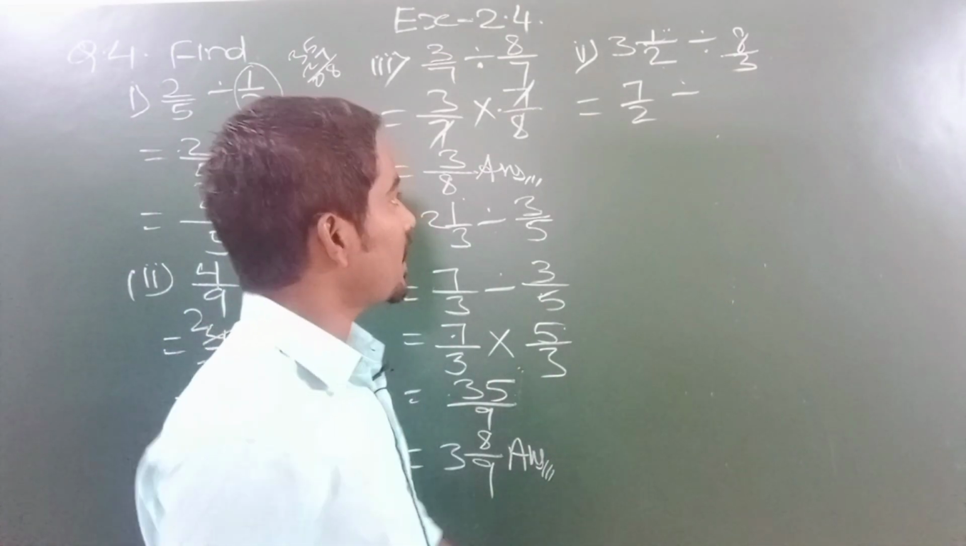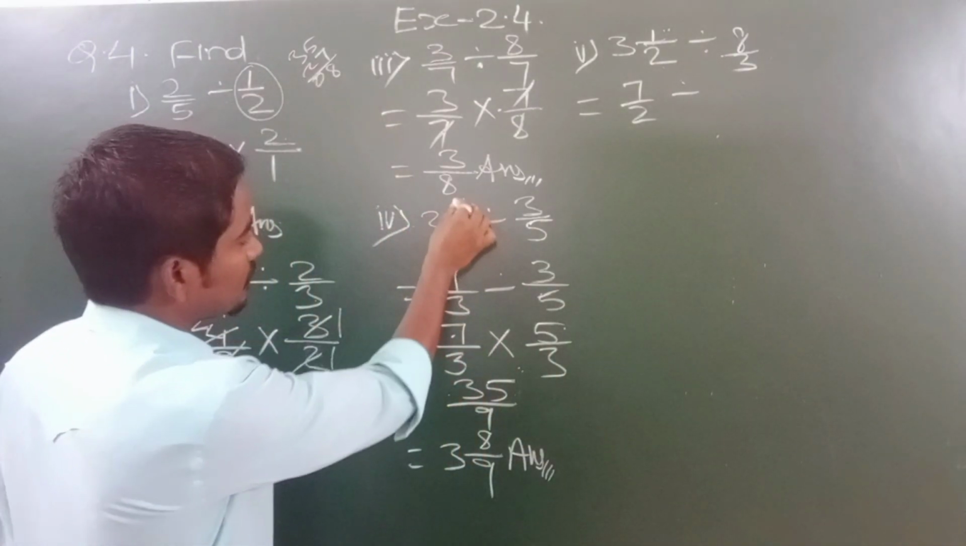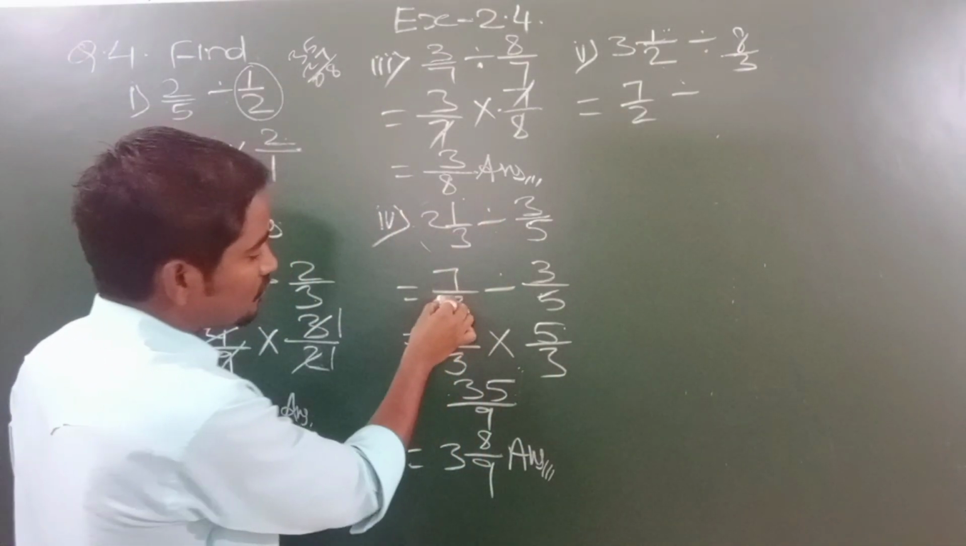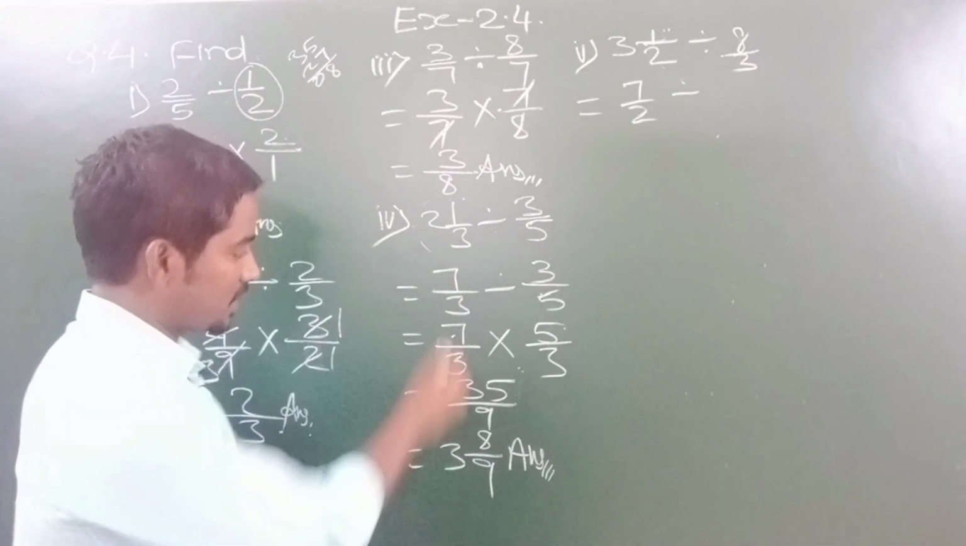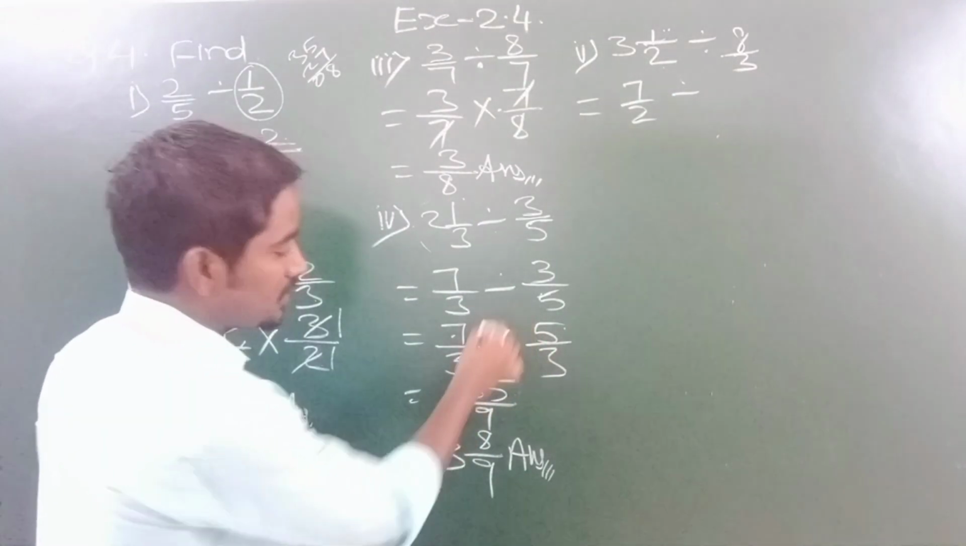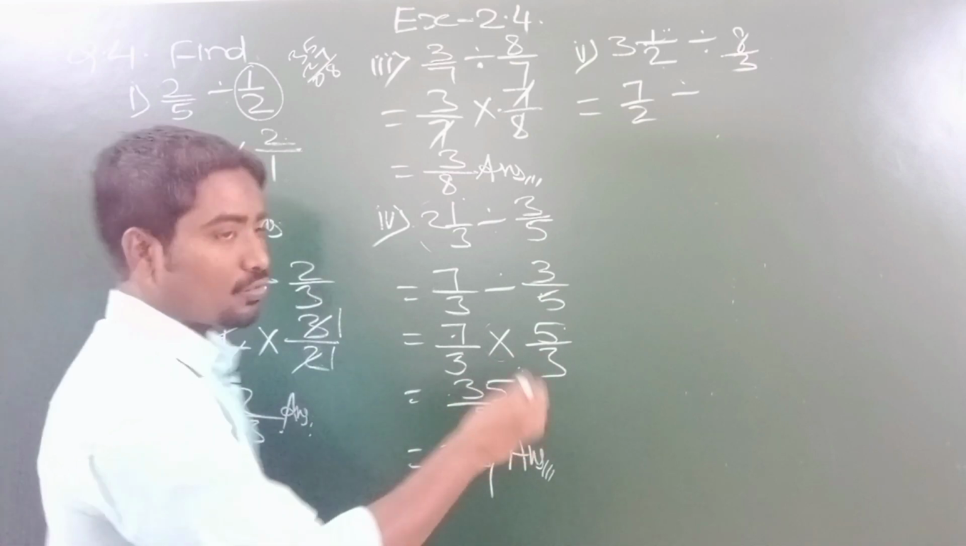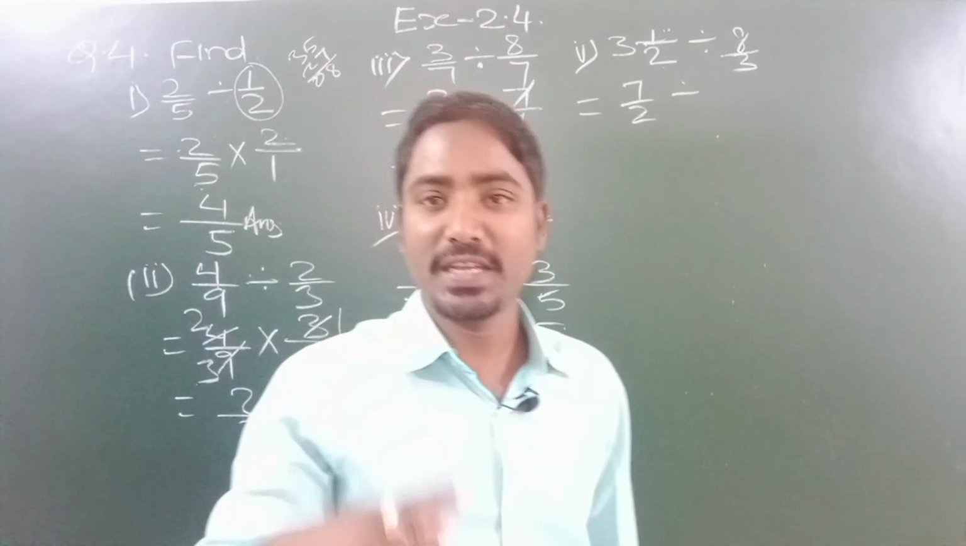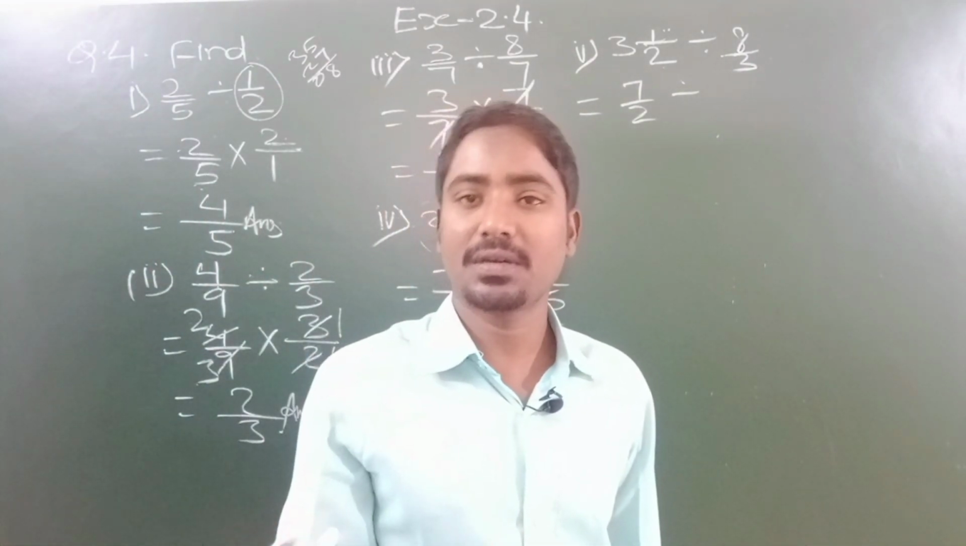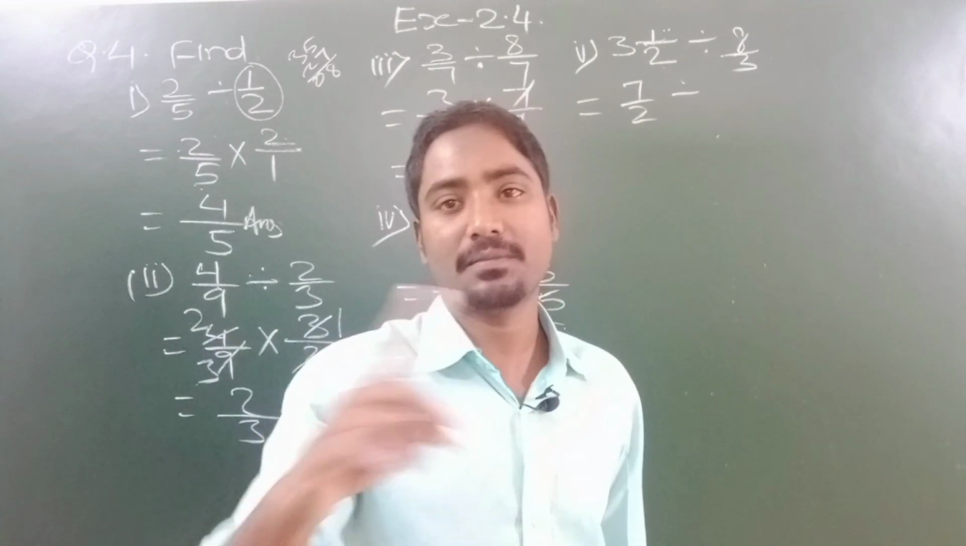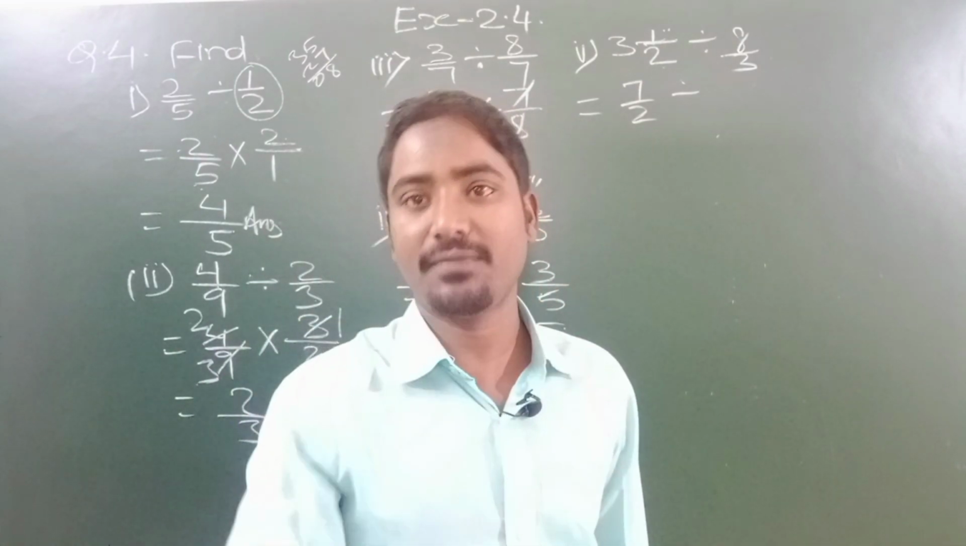What to do in the first step? Whatever mixed fraction is there, first you have to convert it into a normal fraction. Then you have to replace the division sign. Then you have to look out for the common factor. If any, reduce it. Otherwise multiply the numerators, multiply the denominators, and then write the final answer.